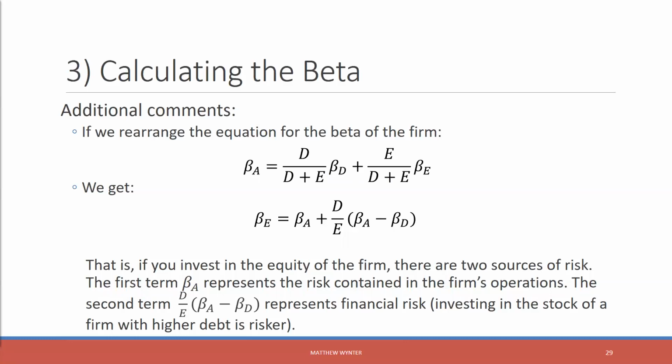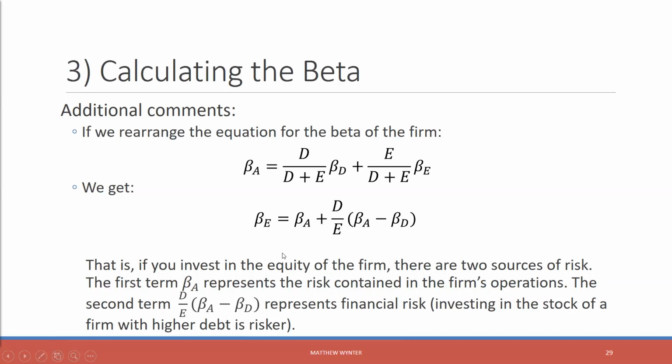So we've got our beta of our assets equal to the weighted value of the beta of our debt and the beta of our equity. If we do some rearranging and some algebra, what we'll find is that the beta of our equity equals the beta of our assets plus the ratio of debt to equity multiplied by the beta of our assets minus the beta of our debt.